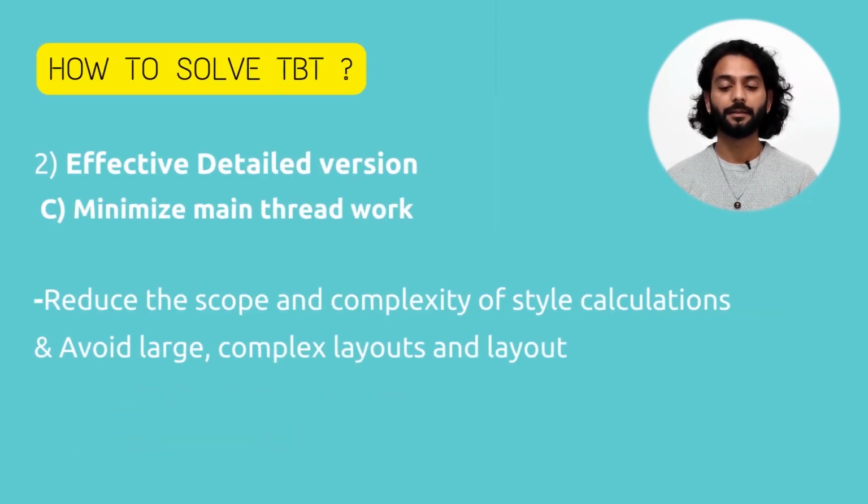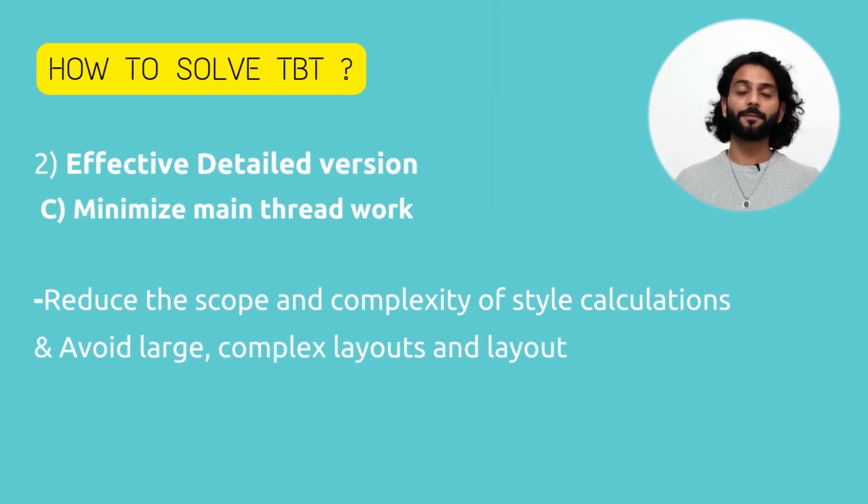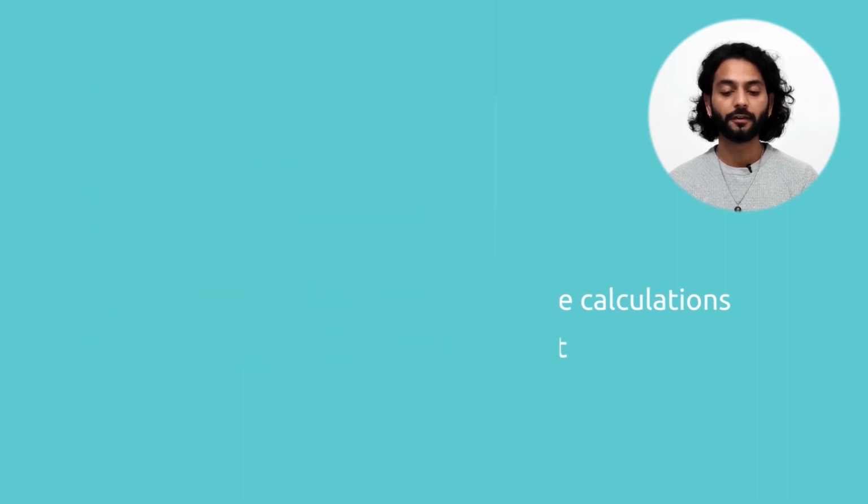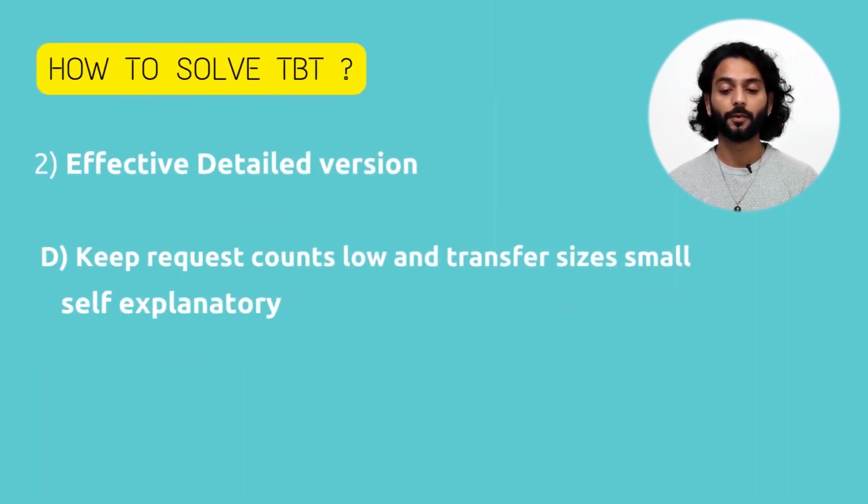The third thing is to minimize the main thread work. Reduce the scope and complexity of style calculations. For example, if you have a huge slider on your website which is loading like 20 images, it creates divs inside images and a lot of text. So don't do that. Just load a few images in a slide. Or for example, if your menu has 100 navigation items, you should decrease that to a few navigation items in the menu. The fourth thing is keep request counts low and transfer sizes small.